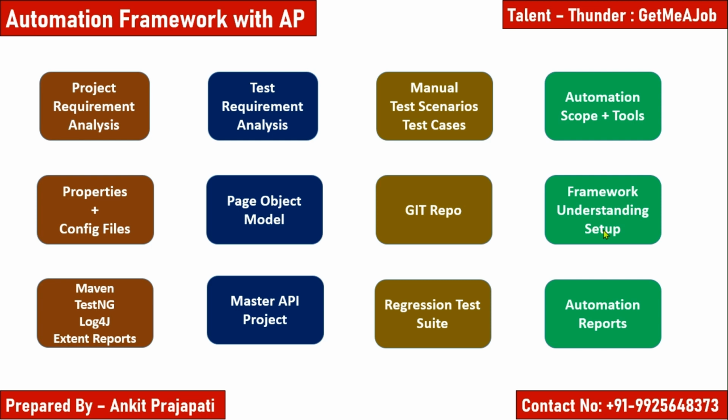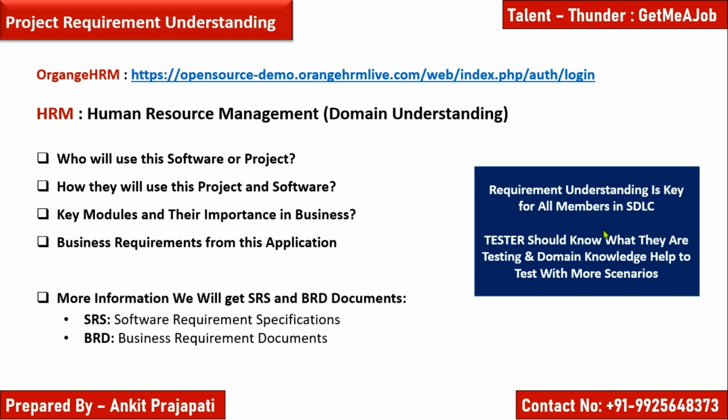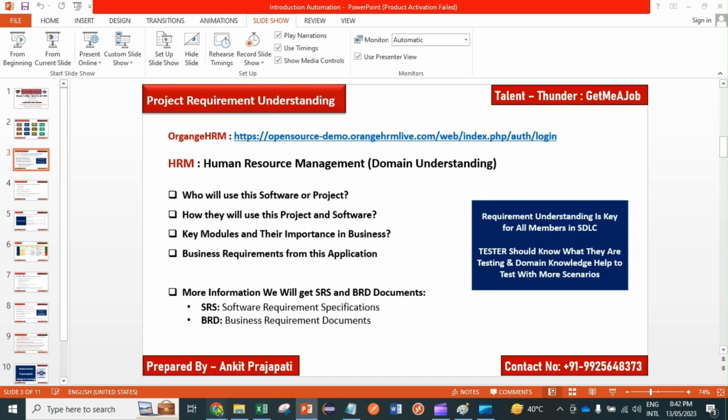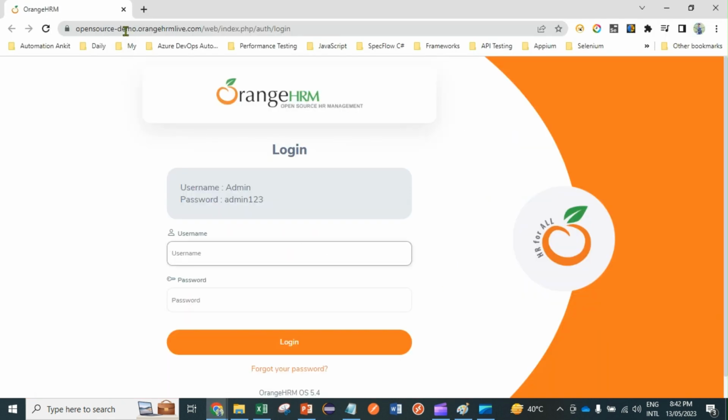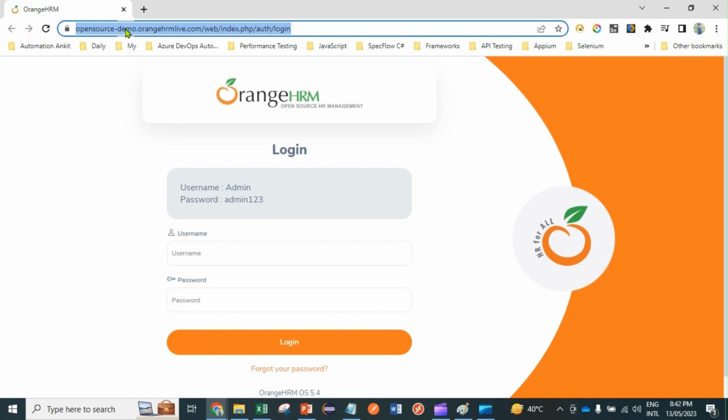Okay, so let's go to the first requirement, project requirement understanding. In this particular series of videos, I'm going to take the Orange HRM application, that we all know is available free of cost. So you can hit this URL. I will add this URL in the video description. This is the one application that we're going to talk about in this series. We will do the manual testing first, then we will use the same test cases to do the automation side.